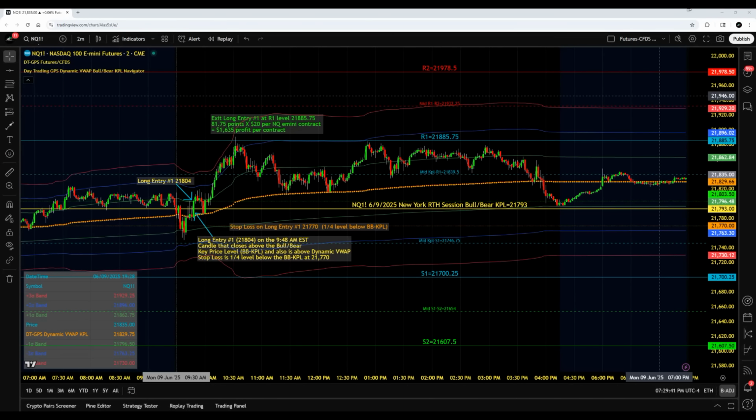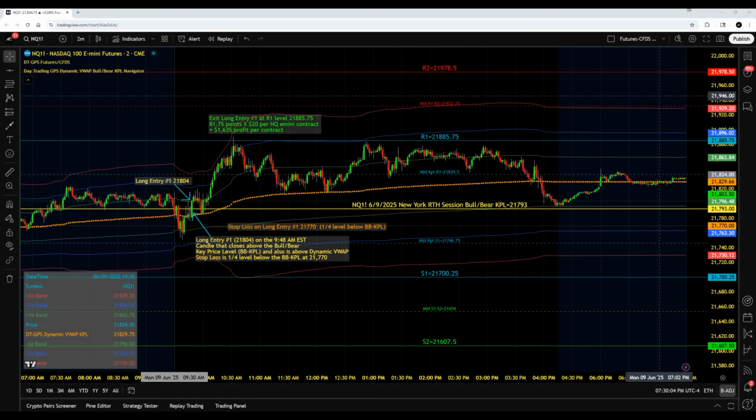Hello, in today's video we're going to be looking at the Nasdaq futures. So this is the symbol NQ, the NQ E-mini futures for Nasdaq. Today is Monday, June 9th, 2025, and we're looking at a chart for today's session, starting with the New York RTH session, which opens at 9:30 a.m.